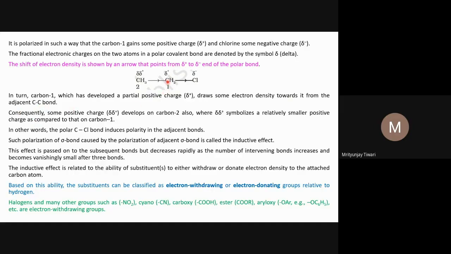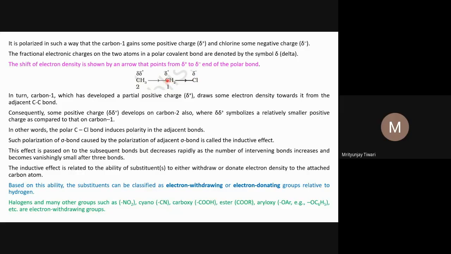So what do we see? A positive charge now appears on this carbon center, carbon one. Because of the appearance of positive charge, the effective nuclear charge of this carbon atom will increase. It will now be more than the previous effective nuclear charge of this carbon atom, before adding this chlorine.